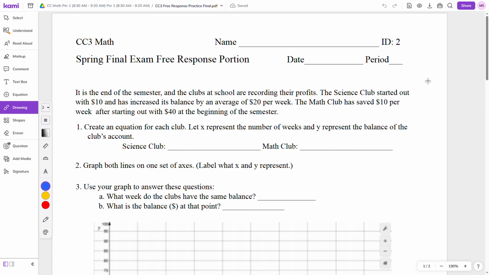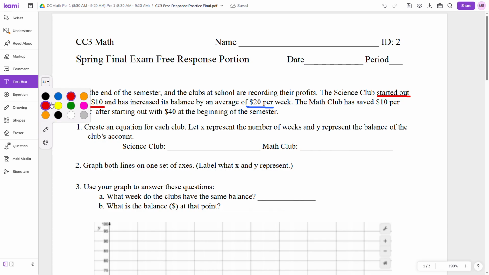First of all, it says it's the end of the semester, and school clubs are recording their profits. That's nice. I'm happy for them. Science Club started out with $10, so I'm going to underline "started out with $10." It has increased its balance by an average of $20 per week. And I want you to notice that the starting value is underlined in red.